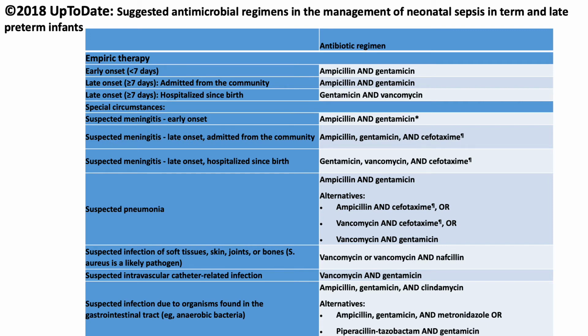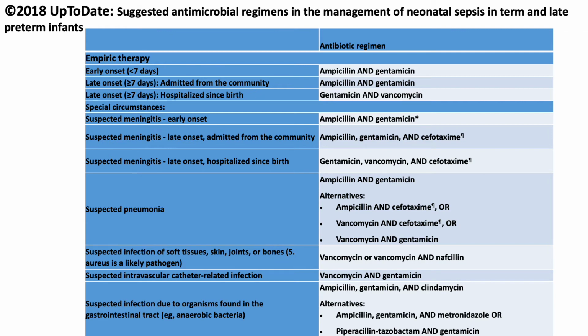Suspected pneumonia, we start with ampicillin and gentamicin. Alternatively, we can give ampicillin and cefotaxime, or vancomycin and cefotaxime, or vancomycin and gentamicin. Suspected infection of the soft tissue, skin, joint, bones, where Staphylococcus aureus is the likely pathogen, we should start with vancomycin alone or vancomycin plus nafcillin, which is anti-staph. Suspected intravascular catheter-related infections, especially if you are giving a central line, then vancomycin and gentamicin.